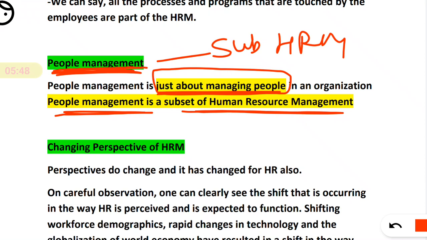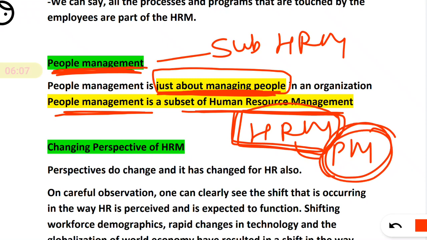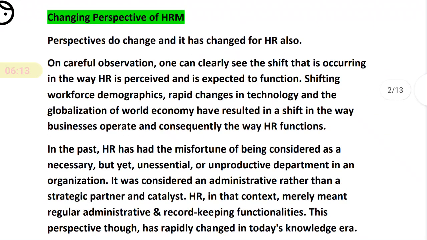So we can say HRM is a bigger concept than people management, because people management is just managing the people, whereas HRM touches all the aspects of the employee, for example recruitment, training, guidance, direction, etc. People management is a subset of HRM. Now we will discuss the changing perspective of HRM.